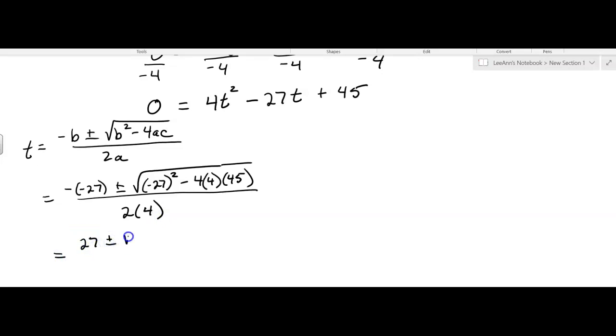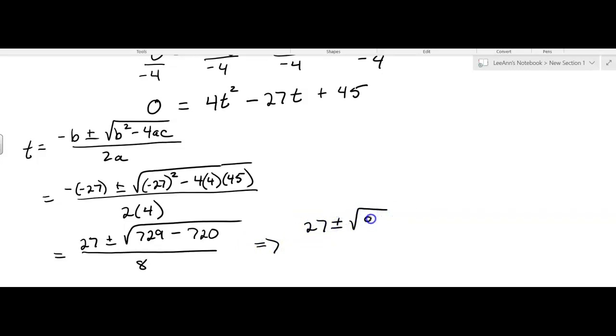27 plus or minus. Now what's 27 squared? I don't know. 729. And you can actually do this all on the calculator, but sometimes it gets tricky to put in the parentheses and all of that, and you don't want to get the answer wrong. Okay, so 720. Oh, this is working out nicely. Look at that. Over 8. I should have tried factoring it. Okay, so now I'm going to get 27 plus or minus the square root of 9, which I can actually do, over 8.